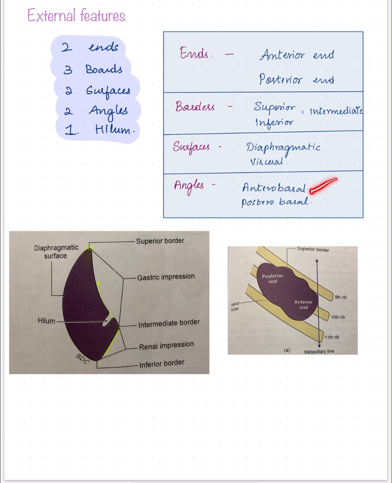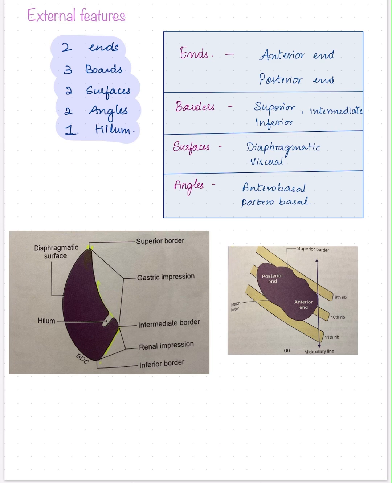So next we have the angles, the anterobasal and the posterobasal angle. What is this anterobasal angle? It is near the junction of the superior border with the anterior end. It is also known as the clinical angle of the spleen. Why is it called so? Because in case of splenomegaly, the spleen is enlarged in a person, and you will be able to palpate it. So where can you palpate it? At this anterobasal angle. It's first felt at this angle. So hence it is also known as the clinical angle of the spleen.